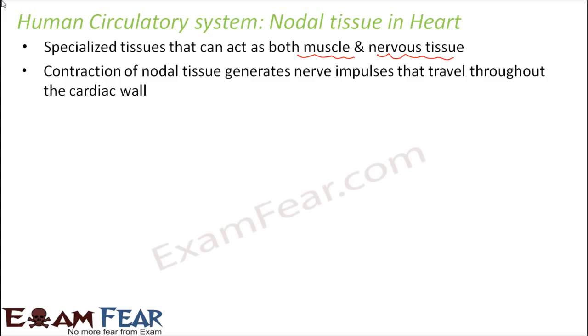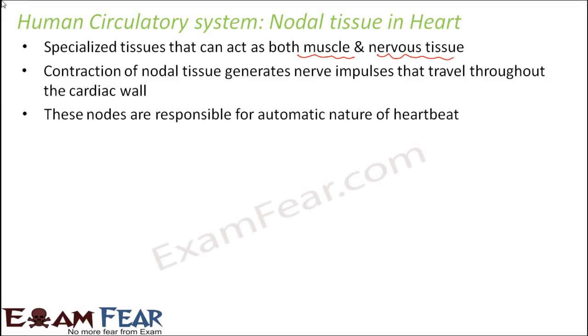So the beating happens very periodically. Now, these nodes are responsible for the automatic nature of heartbeat. As I said just now, the brain cannot be involved in the process of heartbeat. Otherwise, all other work of the brain will be going for a toss. So this automaticity of the heartbeat is because of the nodal tissues.